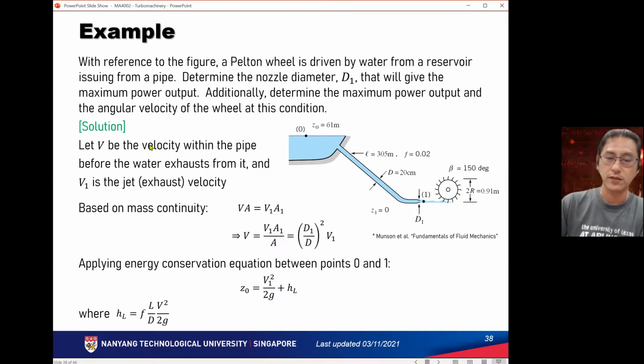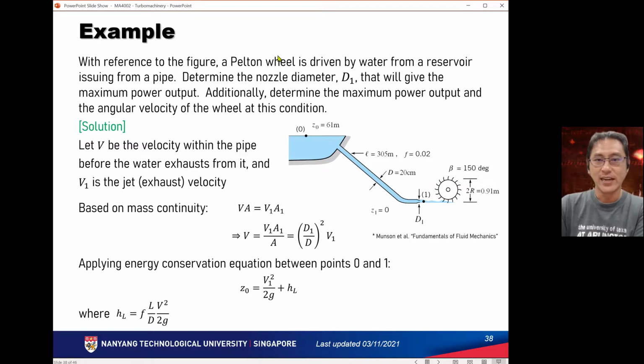Now, to illustrate what we just went through, perhaps just a quick example. With reference to the figure here, we have a Pelton wheel, which is this. It looks like a furball, or a rubber duck. So we have a Pelton wheel here.